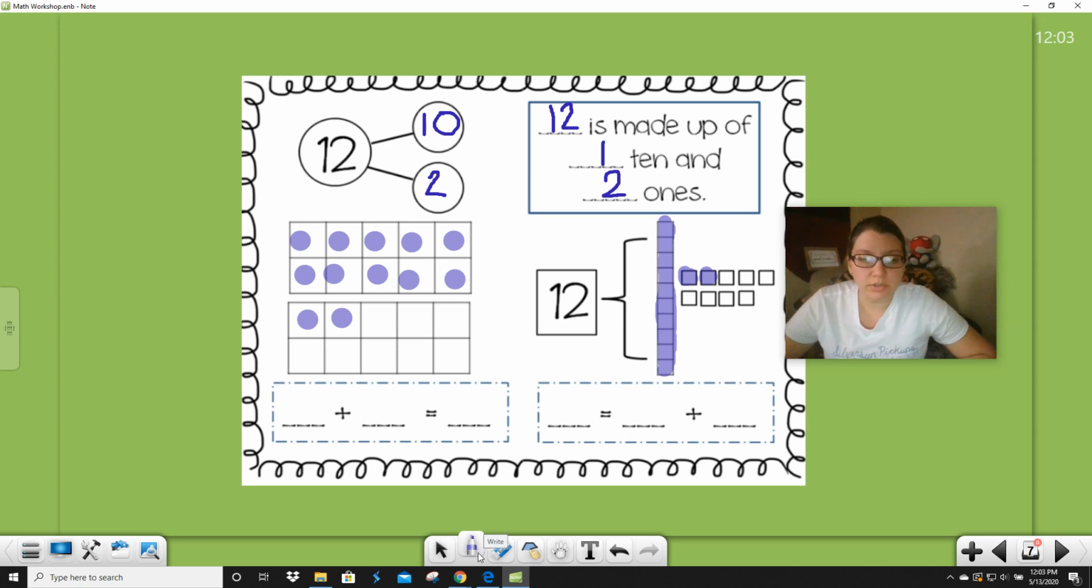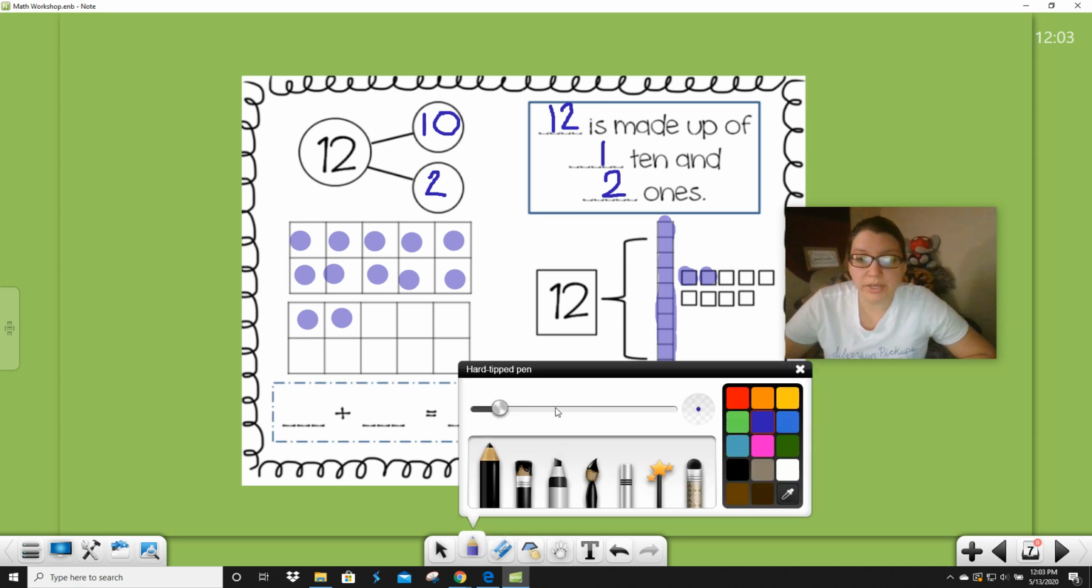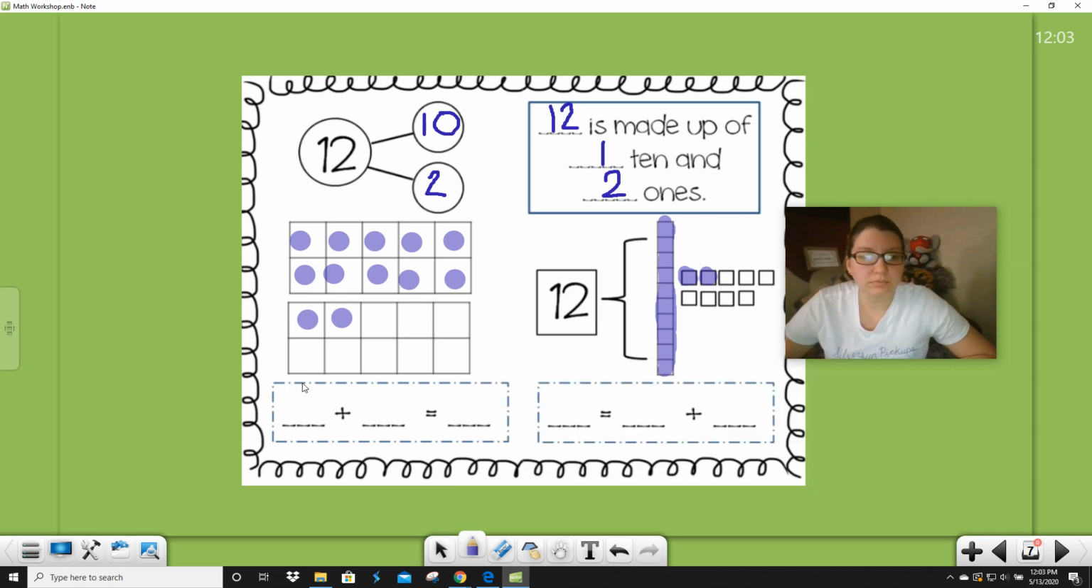All right, so let's look over here, and we're going to write our equations now. Are you ready to write them with me? So down here, we're going to write, now I'm going to show you how you can write it backwards and it's still the same thing. So watch. So we're going to write 10, right? Plus how many? 2 equals what? 12. Good. 10 plus 2 equals 12.